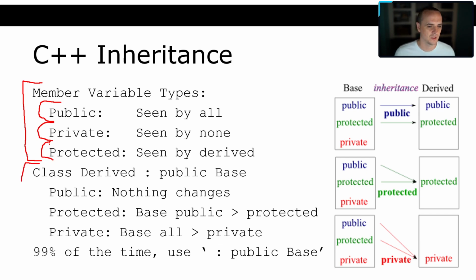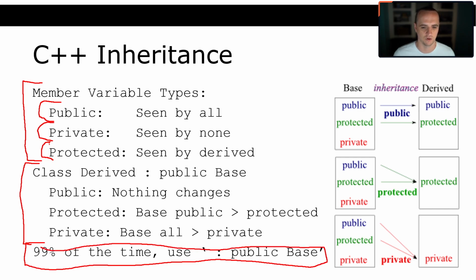So in order to use inheritance, you say class Derived : public Base, just like you would have in Java. It's very close to the same syntax. So 99% of the time, we're just going to be using public base class in order to do this.